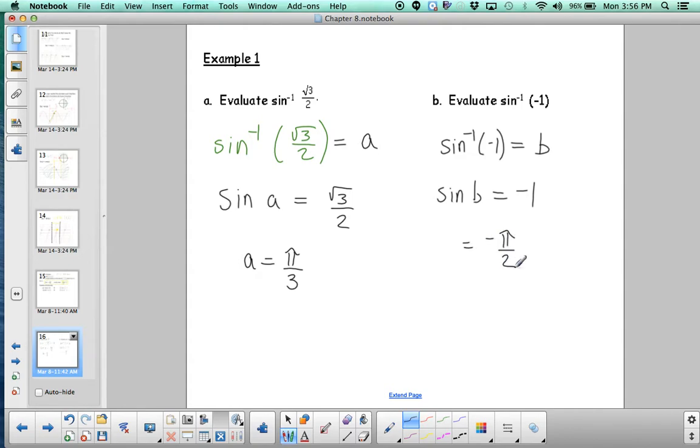Okay, and again, you have to remember your restrictions. We were dealing with sine here, and when we're dealing with sine, we have to remember that we're restricted to this domain. And that domain would be, of course, when you're dealing with the sine of x.